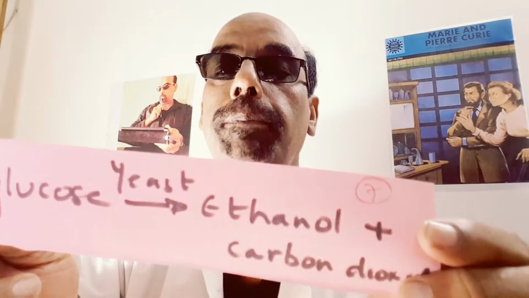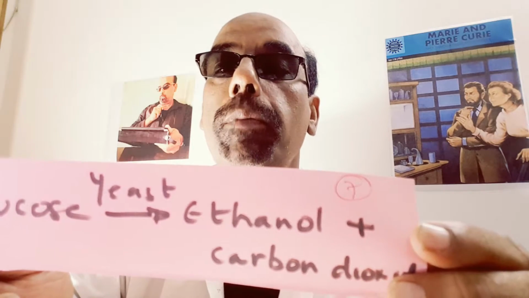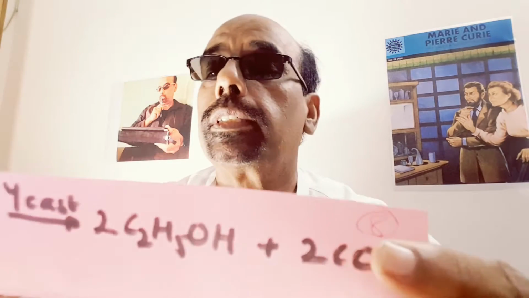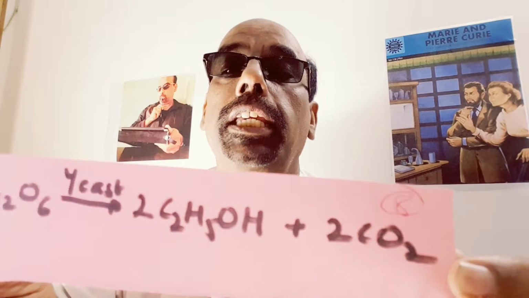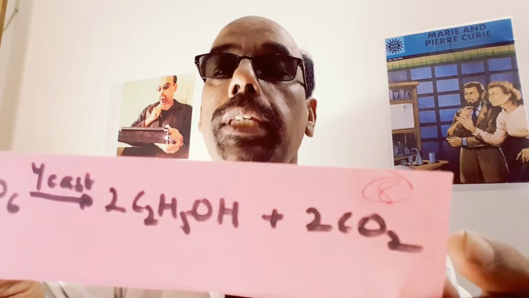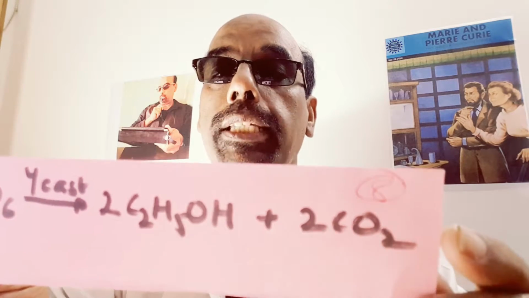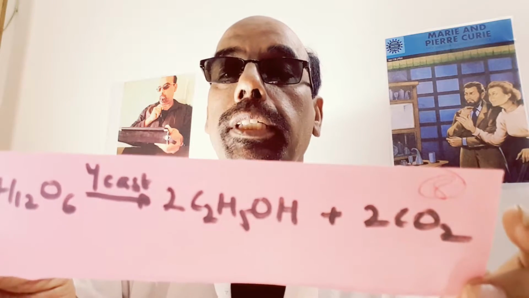Glucose, in the presence of yeast, decomposes to ethanol. Carbon dioxide is formed. Glucose, C6H12O6, in the presence of yeast, decomposes into ethanol, C2H5OH, and carbon dioxide, CO2. This is the chemical equation.